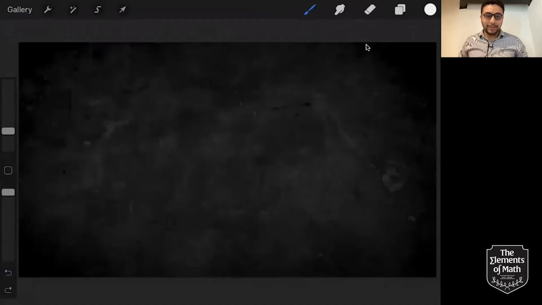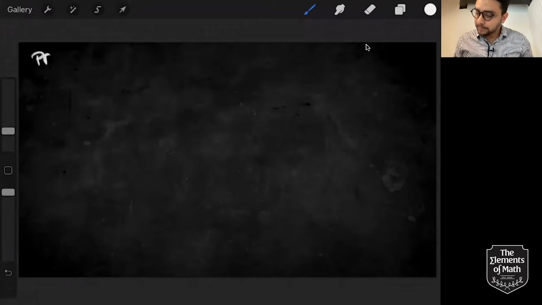Now I'm going to be using an app called Procreate, because I want to make comments about some properties related to exponentials. I selected 4 properties related to exponentials that we're going to be talking about today.